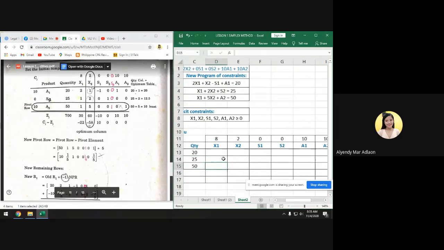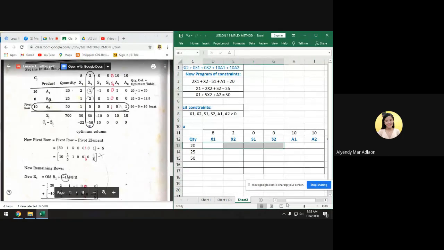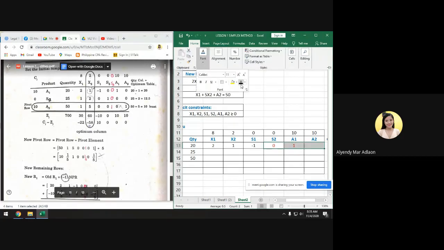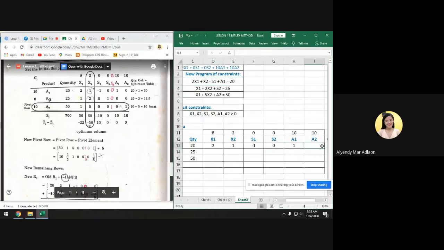Next is the value of each variable. For the first constraint, we have 2x sub 1, so we put here 2. Then x sub 2 is 1. For the negative s sub 1, that is negative 1. There is no s sub 2 here, so we put 0. And then a sub 1 has a constant of 1. There is no a sub 2, so we put 0. Remember, if you see no variable there, you simply put 0.